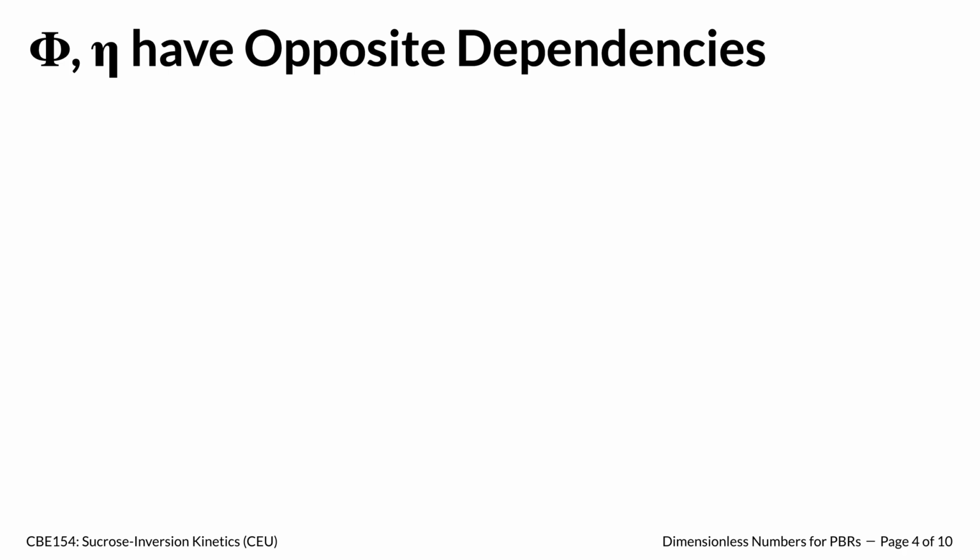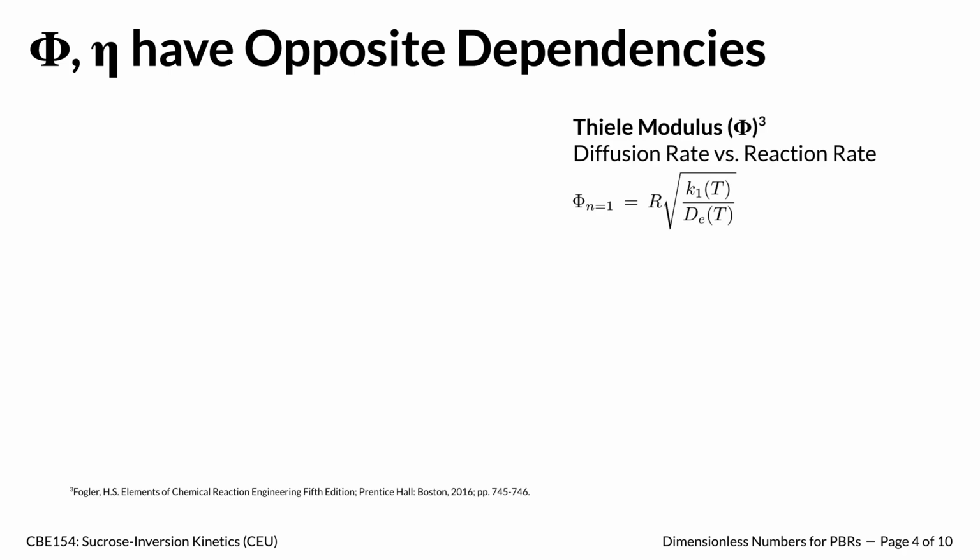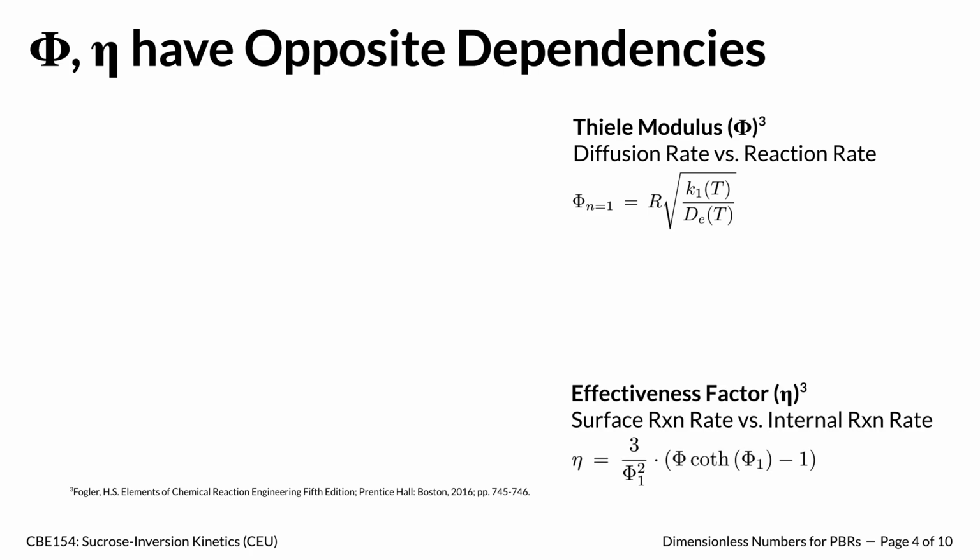To physically understand the packed bed reactor and its operating conditions, it is essential to introduce two dimensionless numbers. First, the Thiele modulus, denoted as capital Phi, and second, the effectiveness factor, denoted as eta. Both of the equations provided in the presentation are only applicable to first-order reactions. Here, the Thiele modulus is a ratio between reaction rate and diffusion rate within a pellet, while the effectiveness factor is the reaction rate ratio between just the surface of the pellet and the entire pellet.